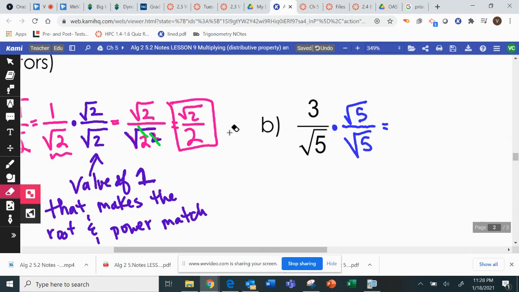Change the color here real fast. Just writing the same thing. I just wanted it in a different color.